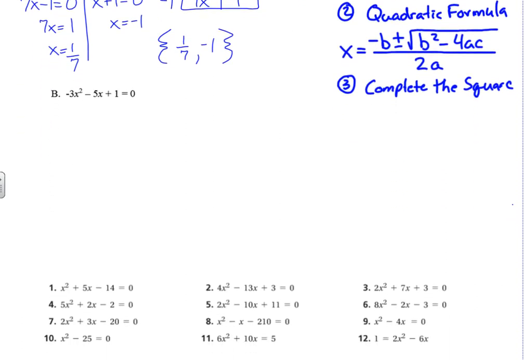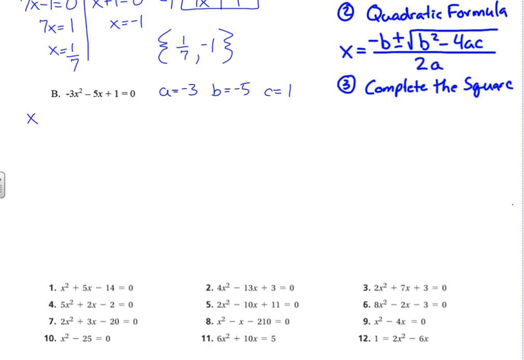In B, I look at this and I see there's an a value that's negative. We don't like to factor when the a value is negative. So the a value is -3, the b value is -5, and the c value is 1. I'm going to solve this by completing the square, or not completing the square, the quadratic formula.